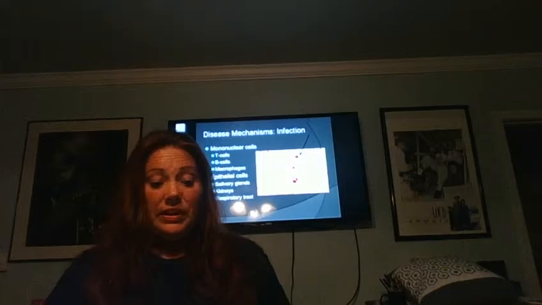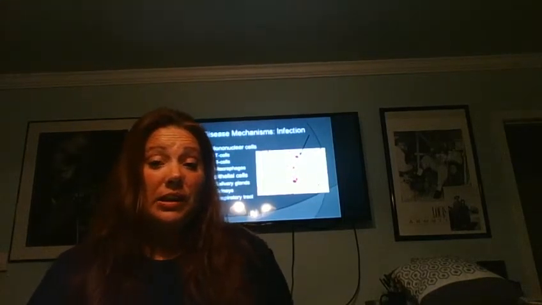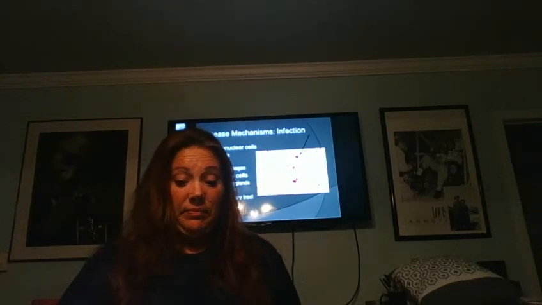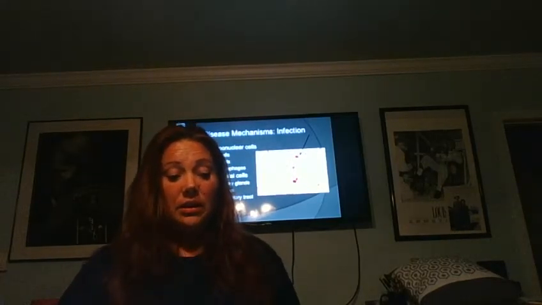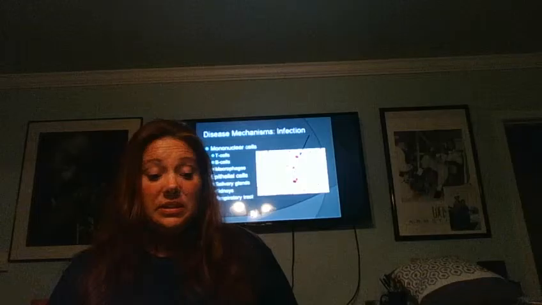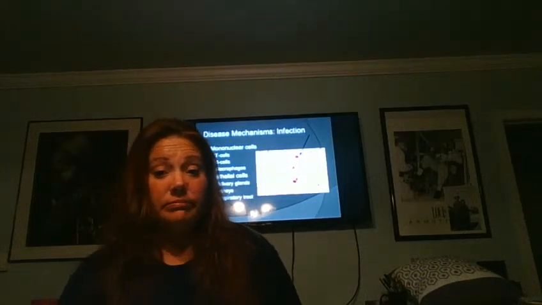The virus also infects epithelial cells in the salivary glands, kidneys, and respiratory tract. As replication occurs, the virus spreads to other cells. The cells adopt a swollen appearance.